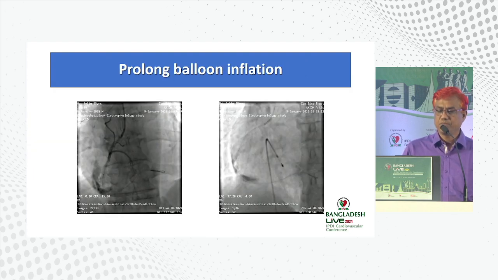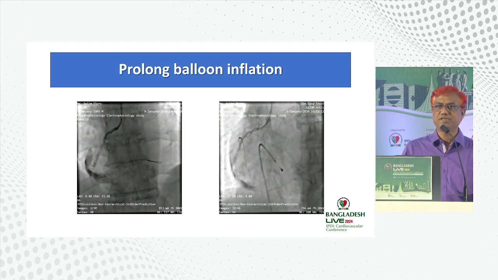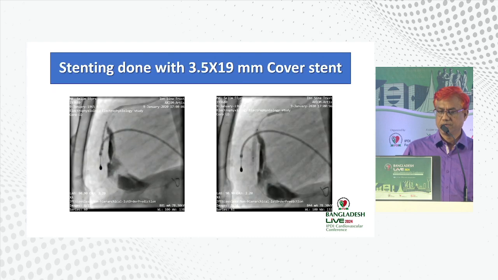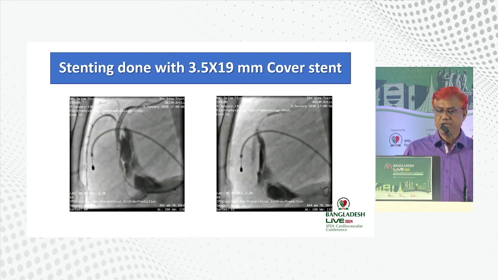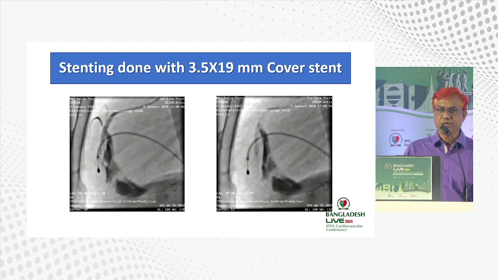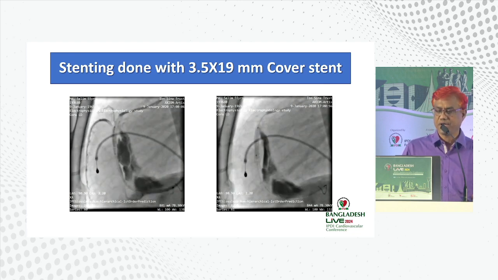This is the prolonged balloon inflation. It is the first step for main large vessel perforation. But we failed. Then our strategy is now the placement of the stent. The cover stent size was 3.5 by 19.